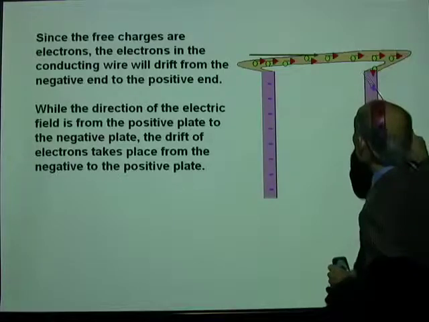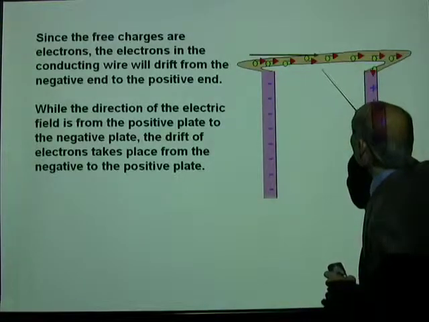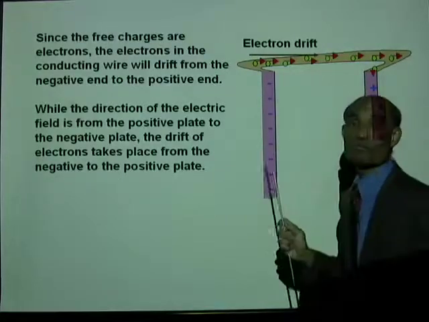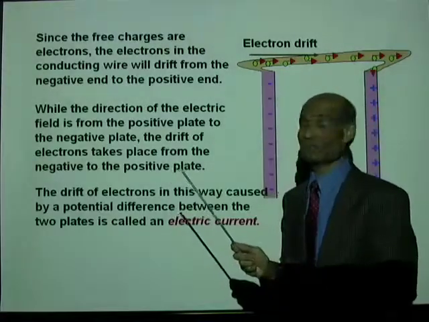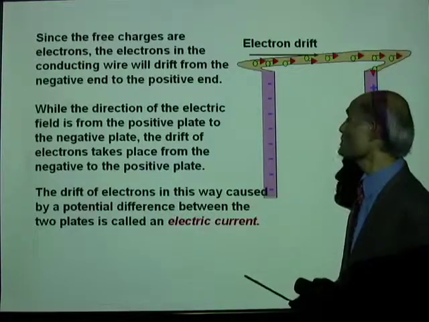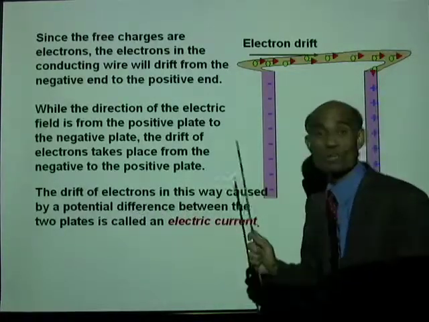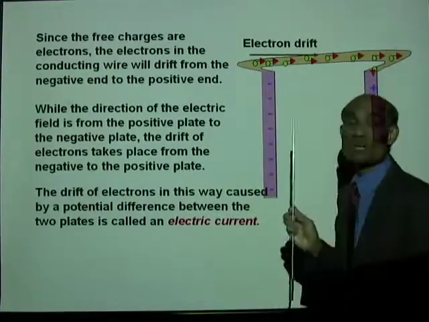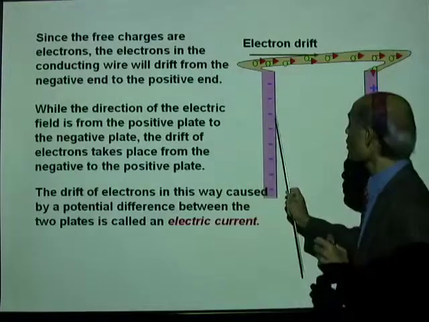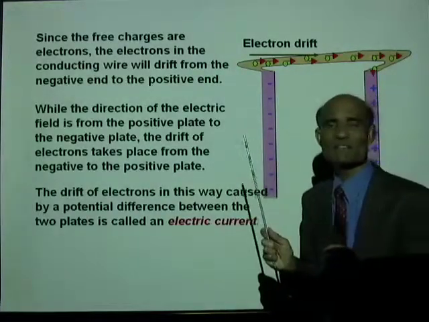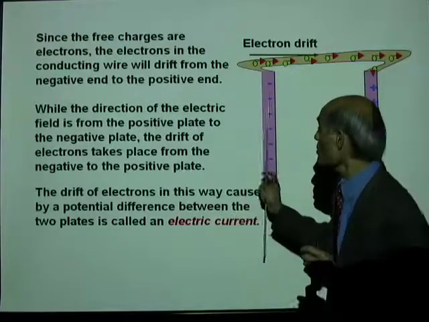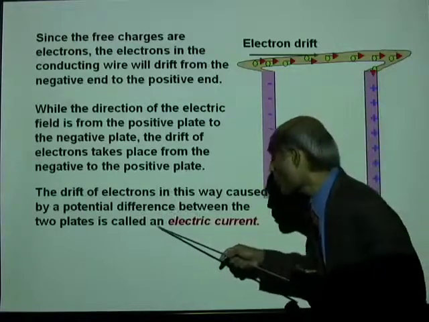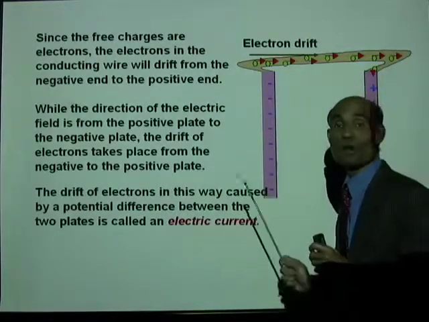There you are. The direction of the electric field is from positive to negative. The direction of the electron drift is from negative to positive. The drift of electrons in this way is caused by a potential difference. Remember, it is the potential difference between the two electrodes. I'm going to call these two metal plates electrodes. It is the potential difference between these two electrodes that makes it possible for an electric current to flow.